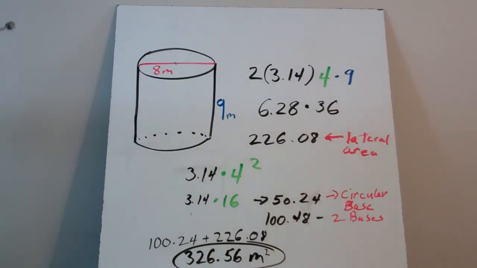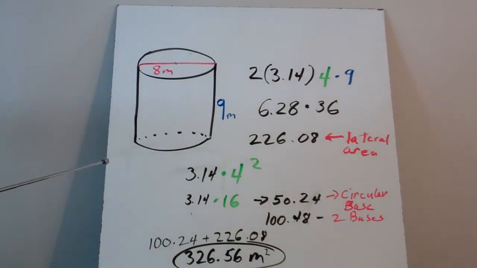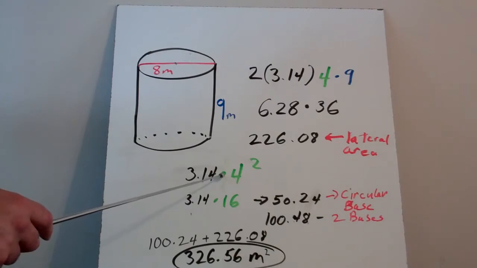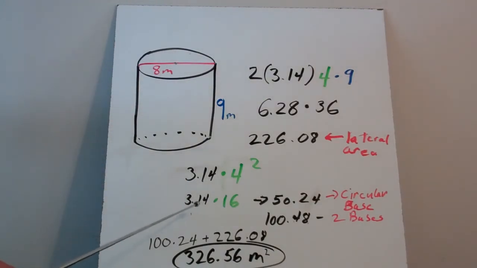Now we need to find the area of the circular bases. So 3.14 again times 4, because we only need the radius, and then that 4 is squared. 3.14 times 16 leaves me with 50.24. So 50.24 meters is the circular base. But there are two of them. Again, there's the top and the bottom. So 50.24 times 2 leaves me with 100.48.